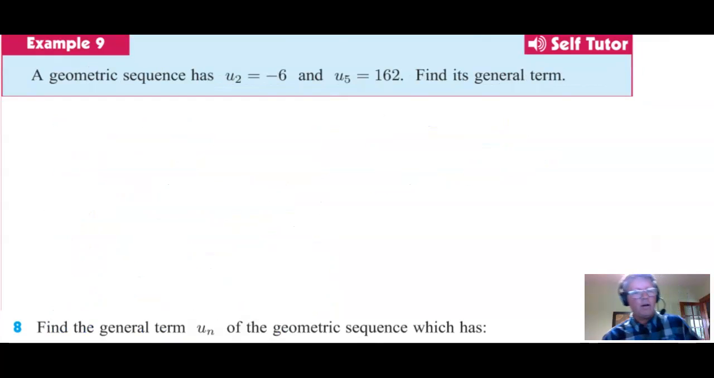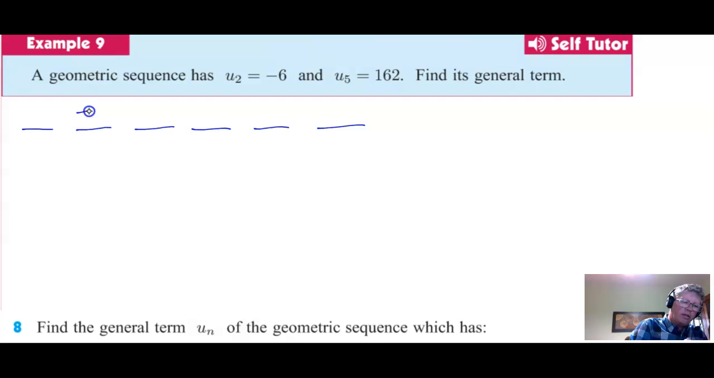Okay, here we are. We're just like the arithmetic. We're given two random terms. You know, the picture sometimes is worth a little bit. Here's a bunch of numbers. We know the second term is -6. And we know the fifth term is 162.